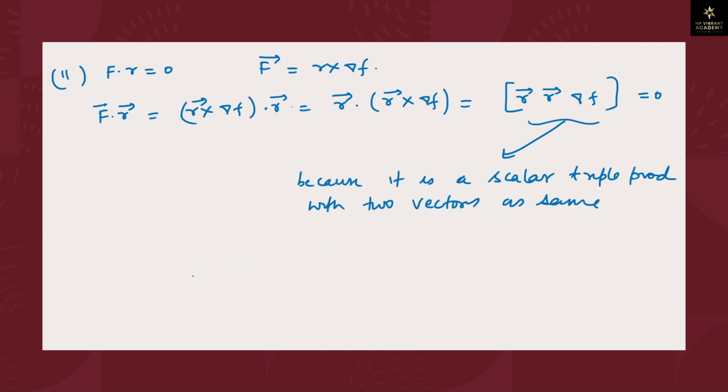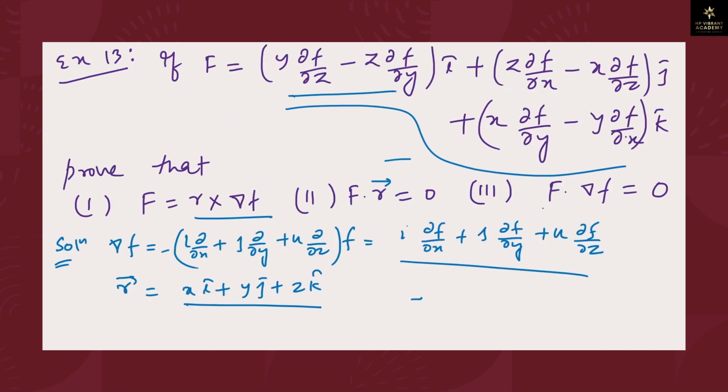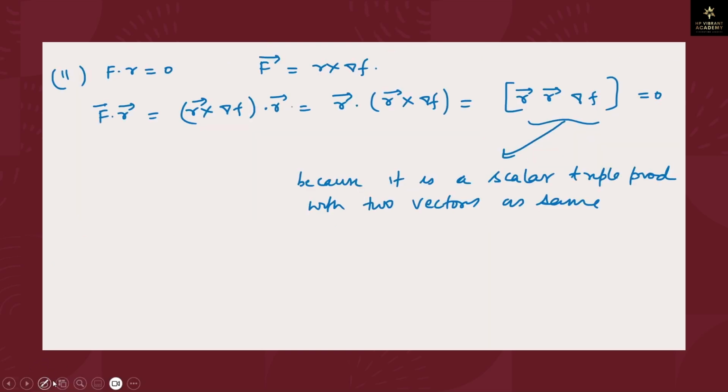Now f dot del f is equal to 0 in the third part. In the third part we have to show f dot del f is equal to 0. ये कैसे करोगे? So the value of f is r cross del f. Let us apply the concept of scalar triple product. So in the third part we have f dot del f, which is equal to r cross del f dot del f. So this we can write as del f dot r cross del f.